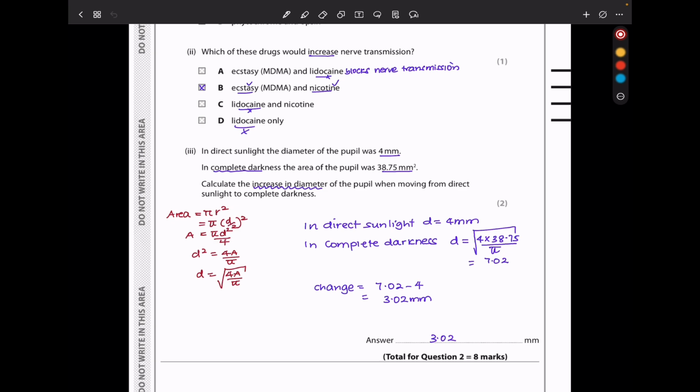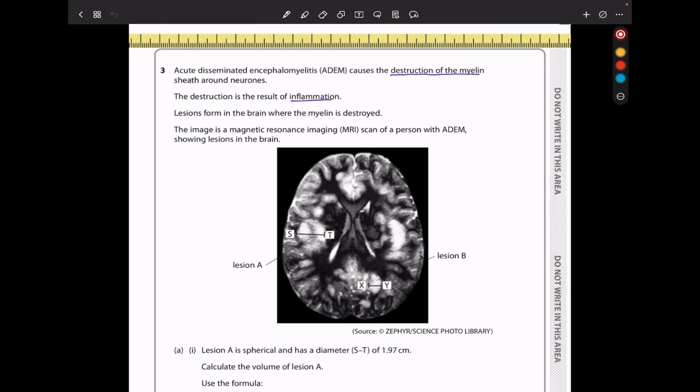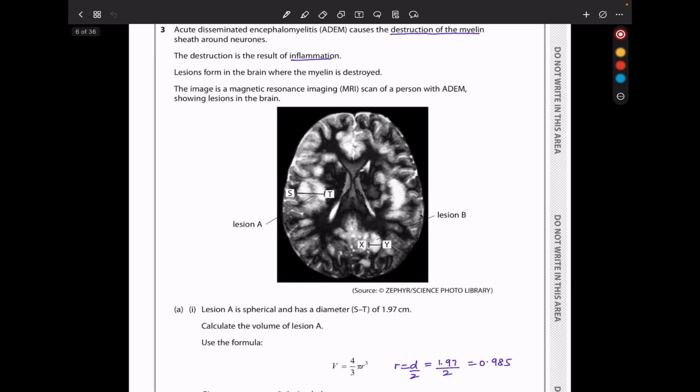So this brings us to the end of question 2. Let's continue to question 3. In question 3, acute disseminated encephalomyelitis causes the destruction of the myelin sheath around neurons. The destruction is a result of inflammation.